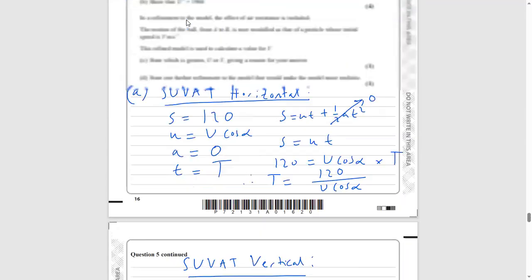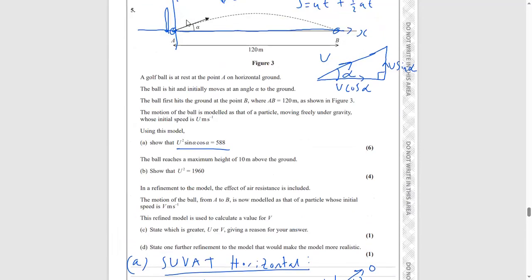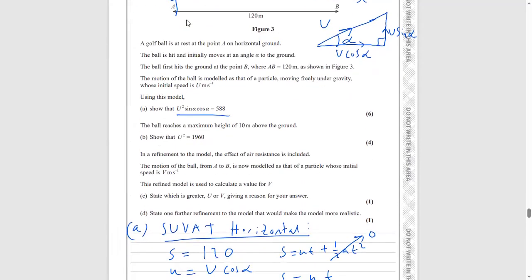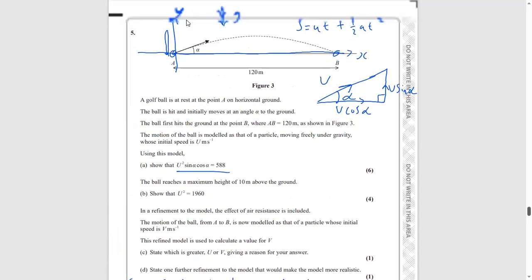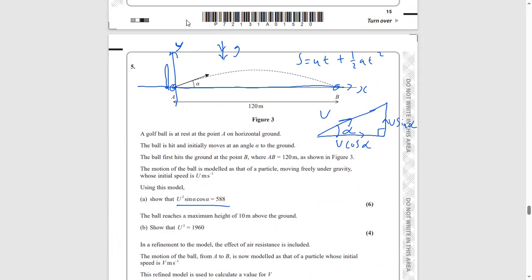So we've done that, and by just doing some rearranging of equations, we get the result. Now, the ball reaches a maximum height of 10 meters above the ground. So we've got to show that u squared is 1,960. Now we're talking about a maximum height above the ground, so like this point there. I'll call it point M for maximum. So that's our maximum height there.